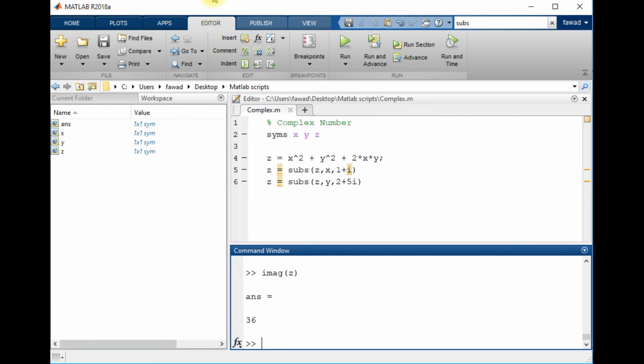So this is all about how Matlab deals with complex numbers. In the next lecture I will show you some more basic things in Matlab that are necessary in order to solve the very complex and complicated problems of engineering and research.